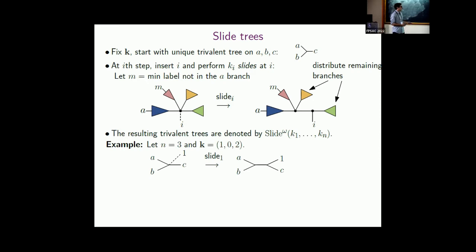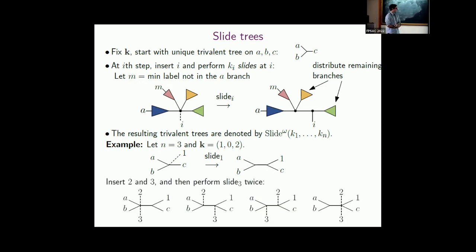So at the end of this process of doing these slides, you get a set of trees called the slide trees. And here's an example. For 102, we insert 1, and then B is the smallest label not in the A branch. So that slides over towards A, and you get the single tree. And then this is saying insert 2 and do 0, 2 slides, and then insert 3 and do 2, 3 slides.